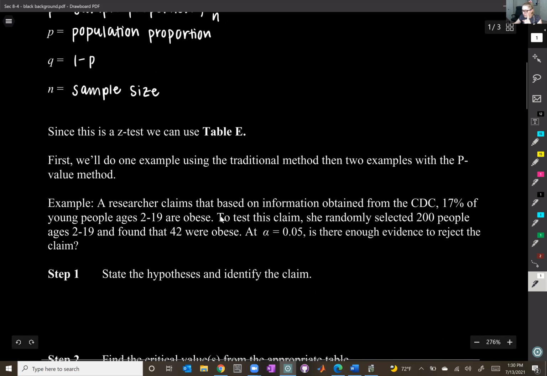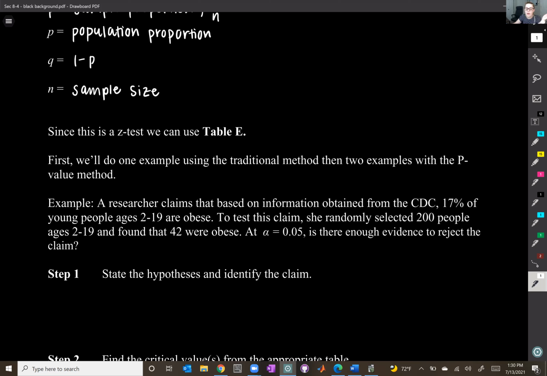Okay, so first we're going to do one example with the traditional method of hypothesis testing, and then we're going to do 2 examples with the p-value method. Did I really put 2 examples in here? I did. I only remember putting 1 in here, but I did. Okay, so we're doing 1 traditional method example and then 2 p-value method examples.